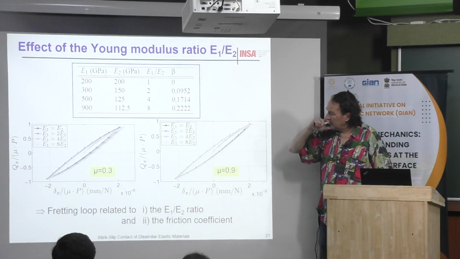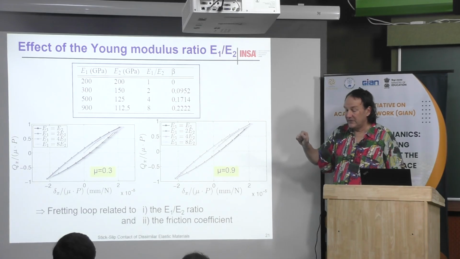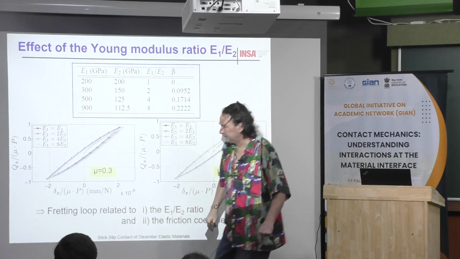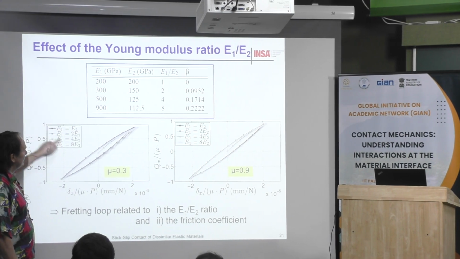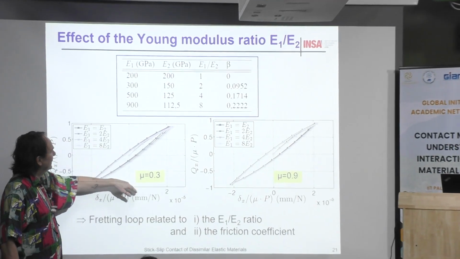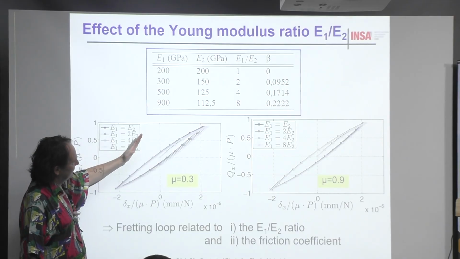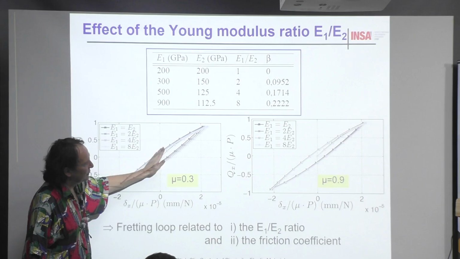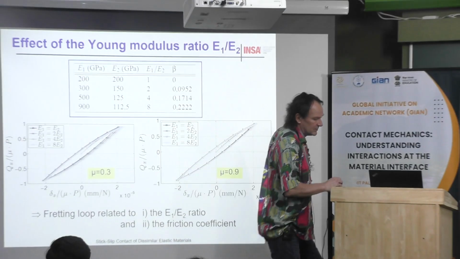Then you can see that here the friction loop, the fretting loop, is not the same depending on the material. For the first one, you have the same elastic materials. This is the black curve, and you keep the same friction coefficient, and you can see that one of the materials becomes stiffer than the other one. The slope is diminishing slightly, and there is a slight shift. When the friction coefficient is very high, this is less pronounced.